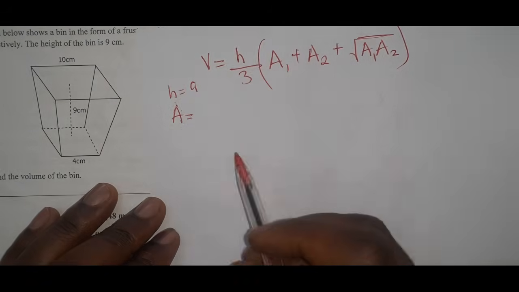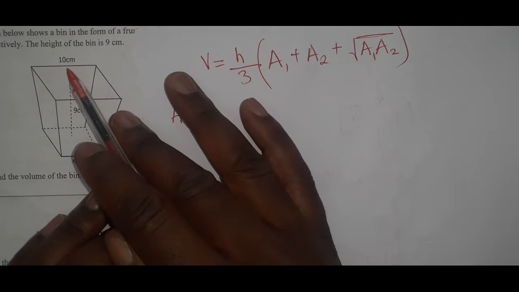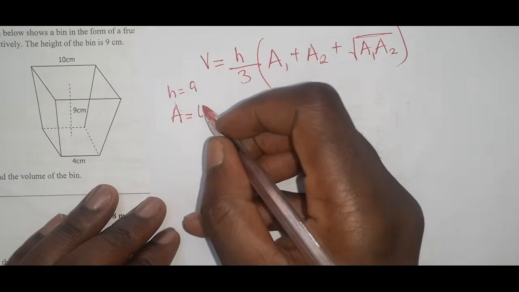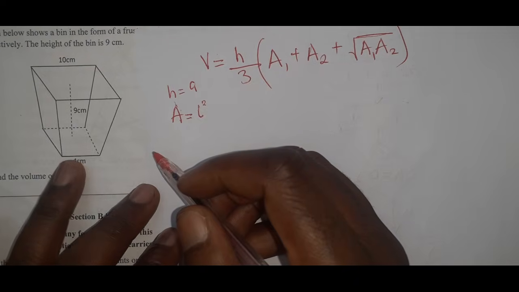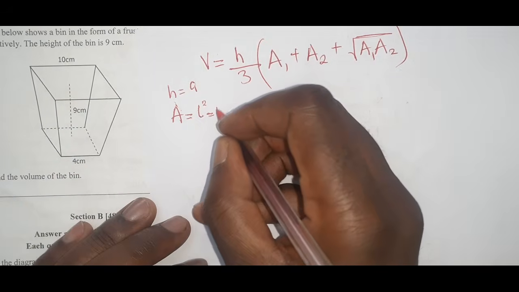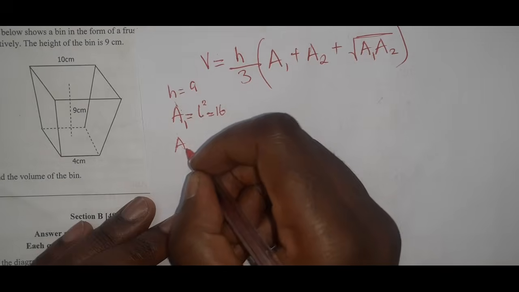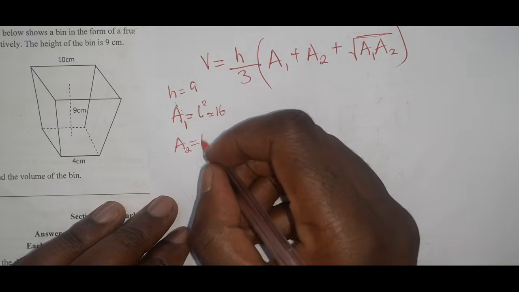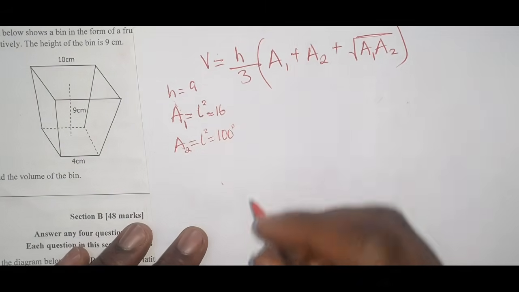Then our area 1, okay, so this is a square here. We have 2 squares at the top and at the bottom. So you know that the area for a square is L squared. So if we are dealing with this one which is at the bottom, it will be 4 times 4, which is going to be 16. Then I'm calling this one area 1. Then area 2 is going to give us what? Also 10 multiplied by 10, going to give us 100.